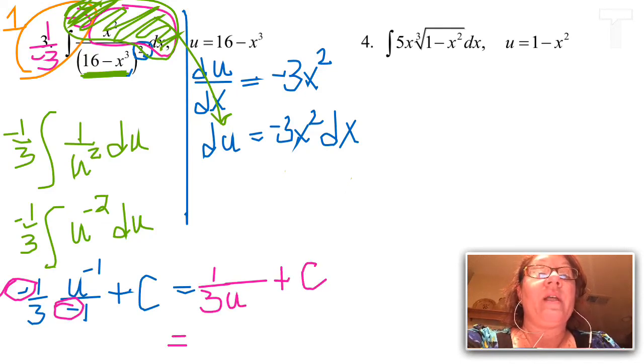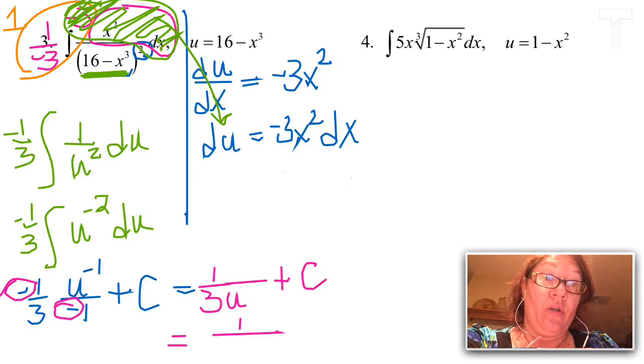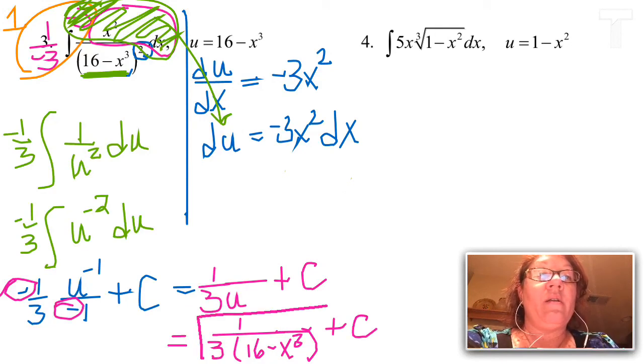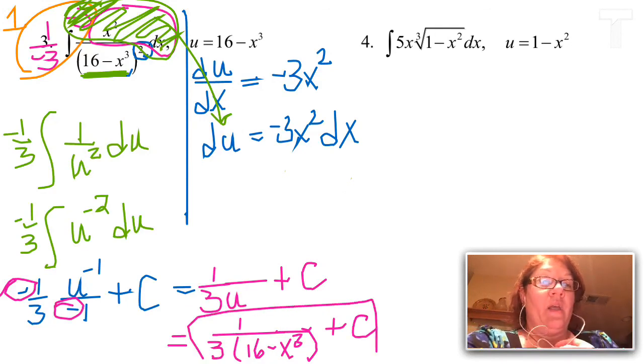And then the very last thing I have to do is get rid of u. Not u, y-o-u, but u, the letter u. And so I'll substitute back in the 16 minus x cubed. And I'm all done. Super duper. Let's try another one.